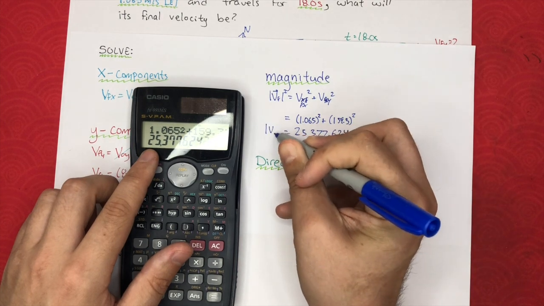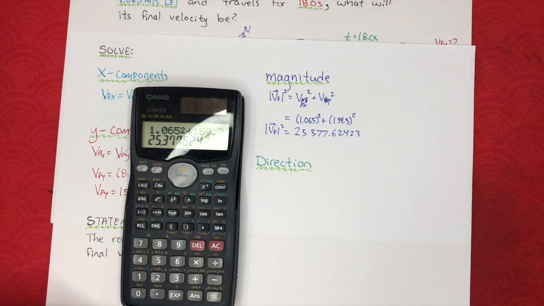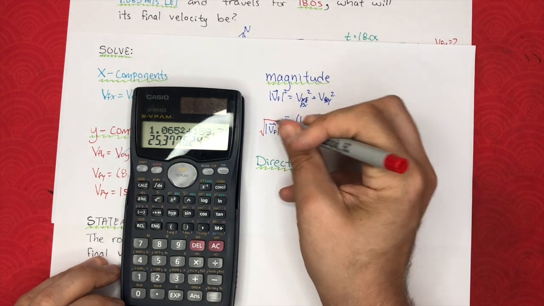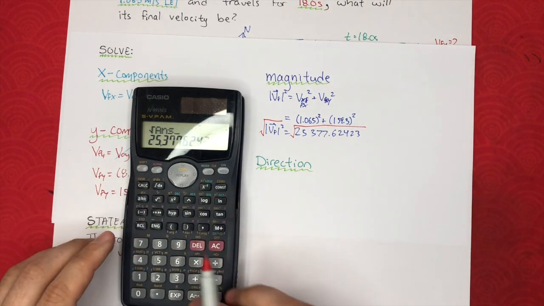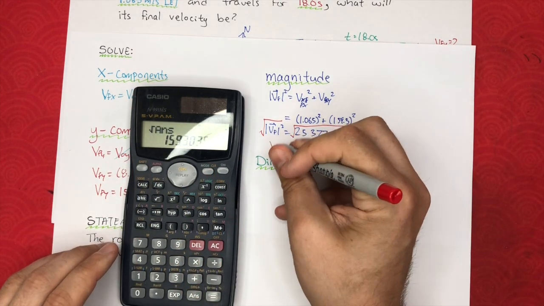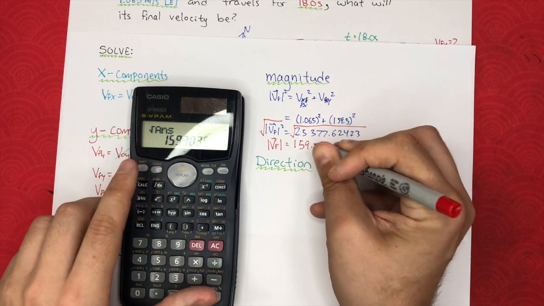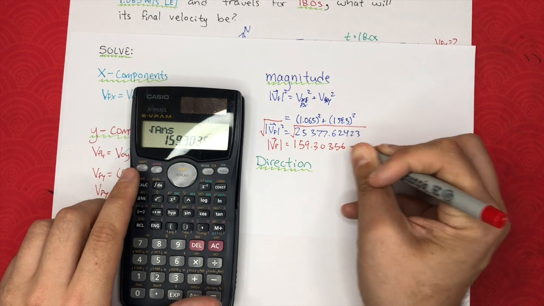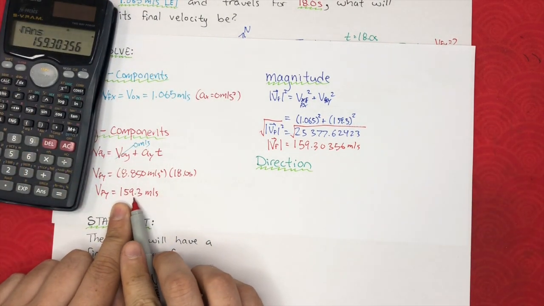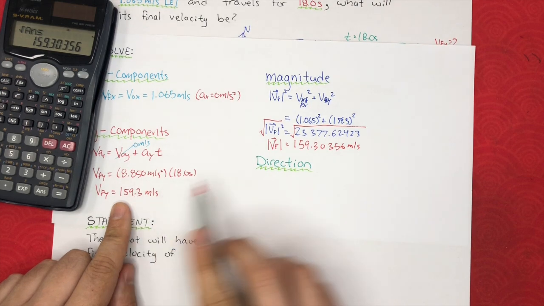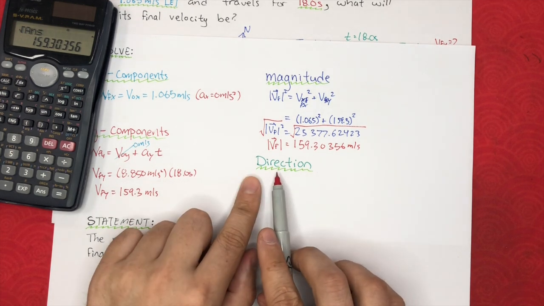1.065 squared plus 159.3 squared is going to be equal to 25377.62423. But remember, this is the square of the final velocity. If we want to find out what the final velocity is, we need to take the square root of both sides. So the magnitude of the final velocity is 159.30356 meters per second, which is just a tiny bit faster than that y velocity. This means that it's going to be moving at an angle, but a very small angle. Okay, so let's find the direction.